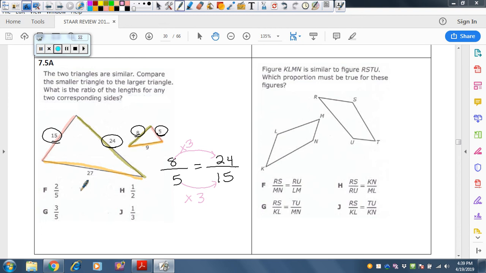So do you see anywhere that says times 3? No, because the truth is I did it backwards. We're going from the big triangle to the little triangle, I guess. So if I switched this, how do I go from 24 to 8? I divide by 3, right? So remember, dividing by 3 is the same as multiplying by 1/3. This triangle is 1/3 the size of this one.